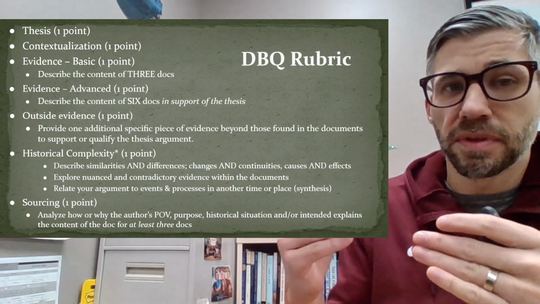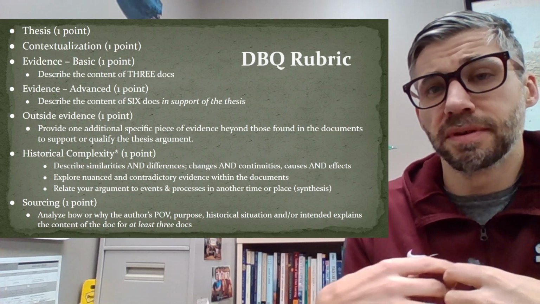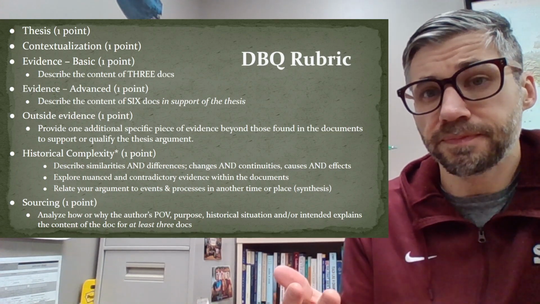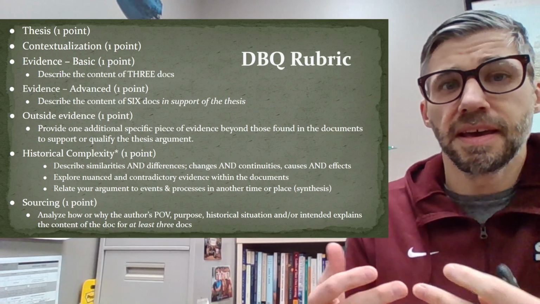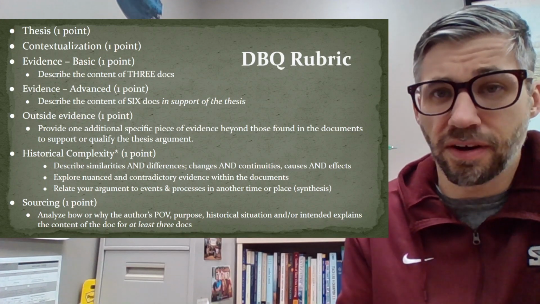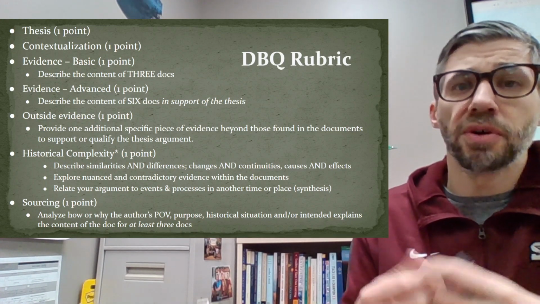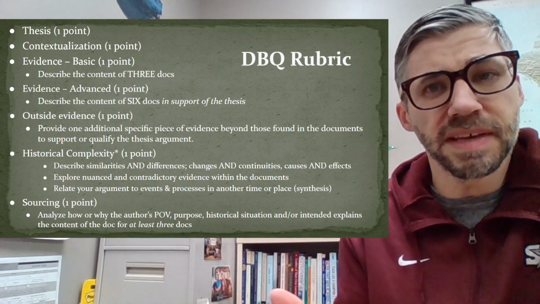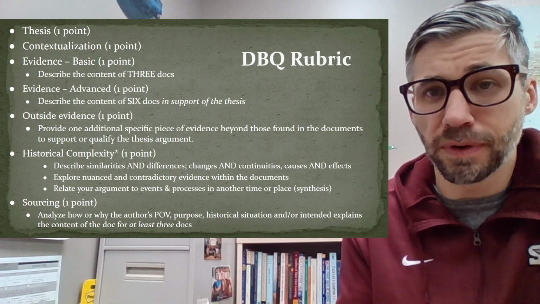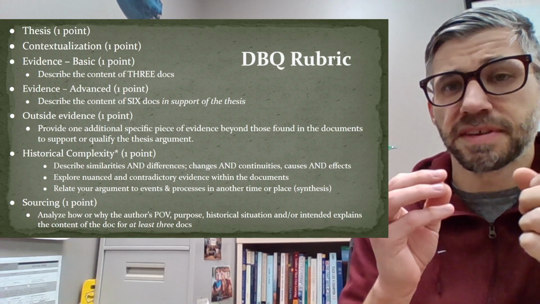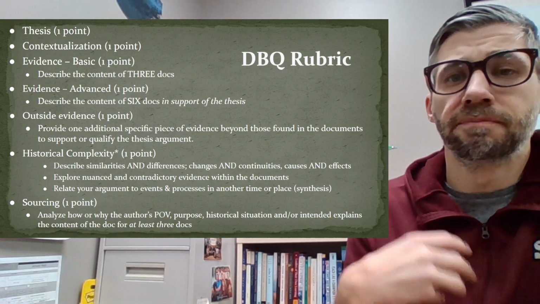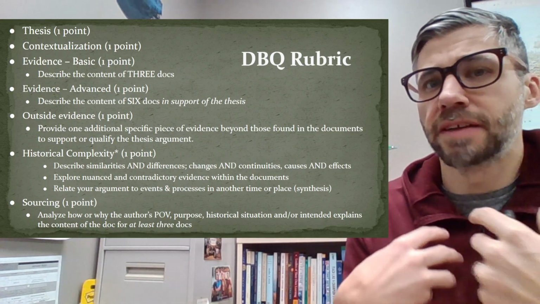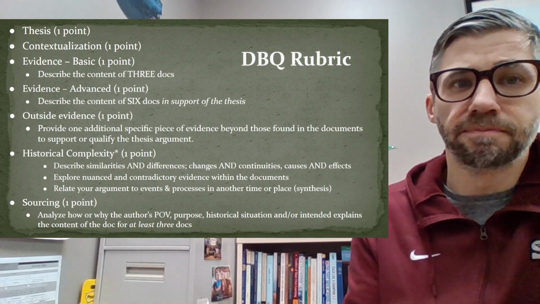The medium, or more advanced, evidence point is to accurately describe the content of 6 of the 7 documents and use that to support your thesis argument. And then the most advanced evidence point, the one that's easier said than done but certainly doable for us, is the outside evidence, where you're taking some piece of information from your brain, not from the documents or the prompt, and using that to support your argument as well.